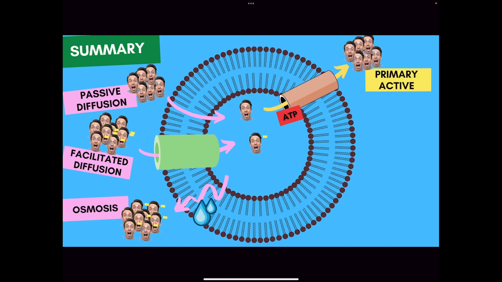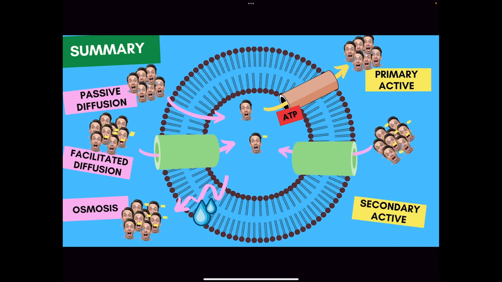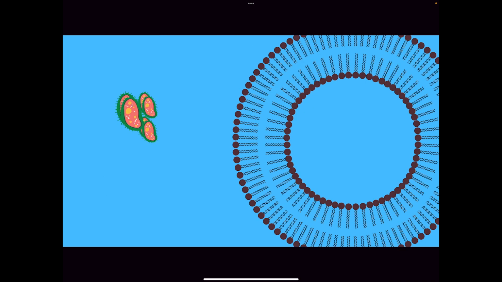You've got primary active transport going from a low to a high concentration gradient, so it's the opposite to passive, but we must use energy. If we use energy directly, it's called primary active. Or we can use energy indirectly by piggybacking on the diffusion of a substance, like what's happening here, and that's called secondary active transport. Finally, sometimes we need to bring in really big substances like bacteria into a cell to kill it off.